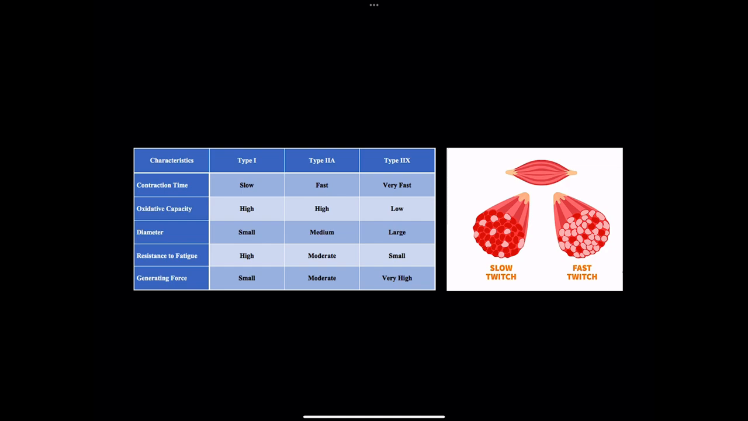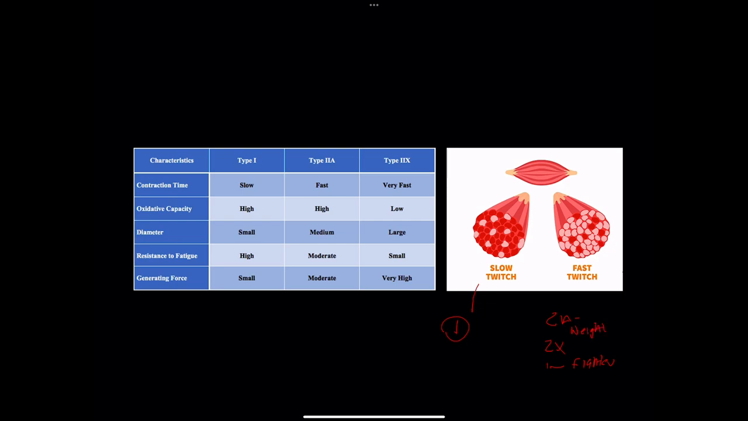Okay, so in the next two slides, I'm just beating a dead horse, and I'm showing you the difference between these fast and slow twitch fibers. And again, we're talking about slow twitch, which are type 1 fibers, and fast twitch, which are type 2A and type 2X. Type 2X would be that fighter, right? I showed you the fighter. And then type 2A would be that weightlifter, right?